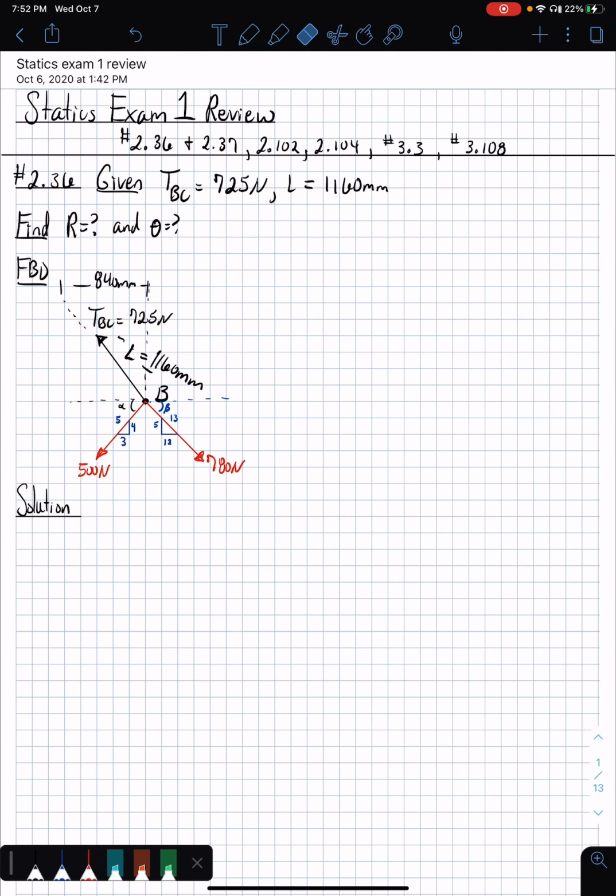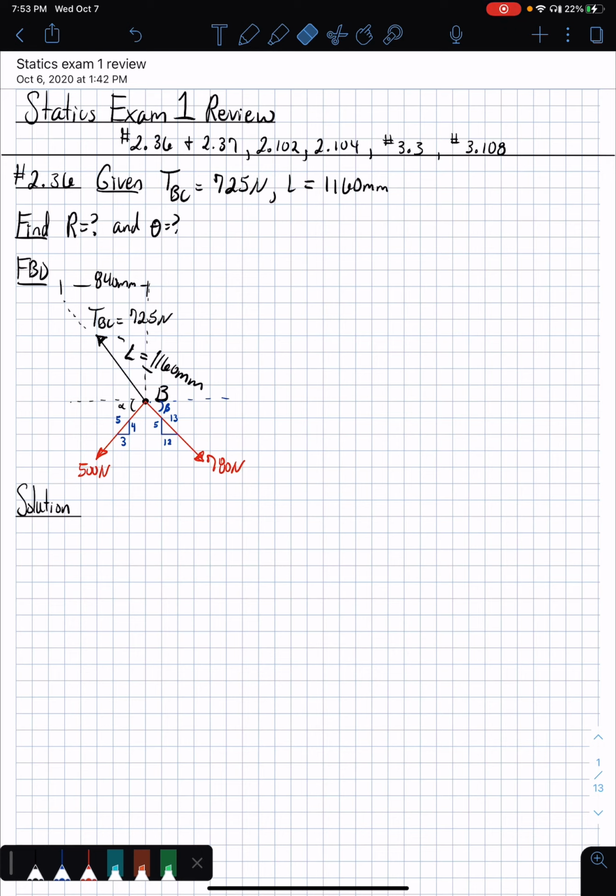Alright, this is going to be Statics Exam 1 review for Engineering 2301. This will be covering chapters 2 and 3. Today I'm going to be doing a two-part, actually probably three-part series, going over two problems of chapter 2, another set of two problems from chapter 2, and then two problems from chapter 3.